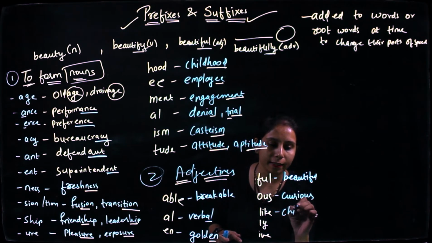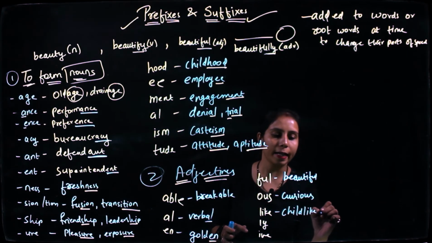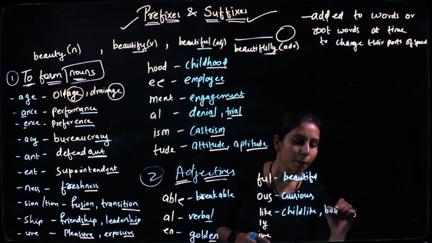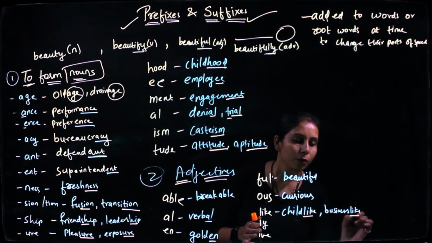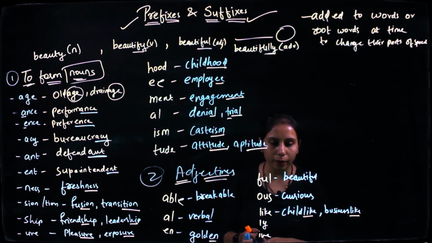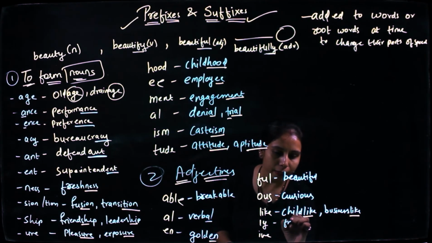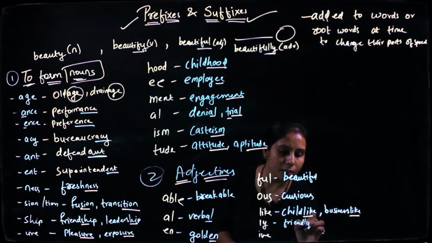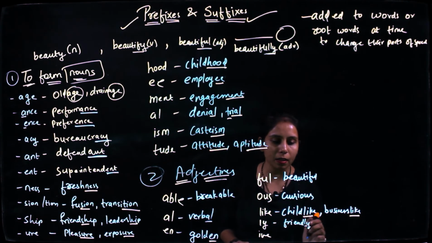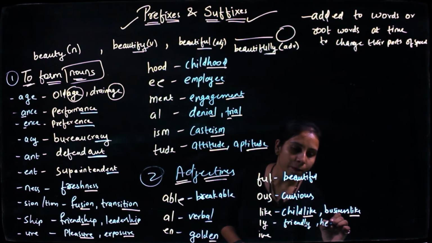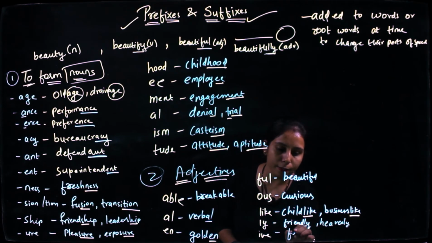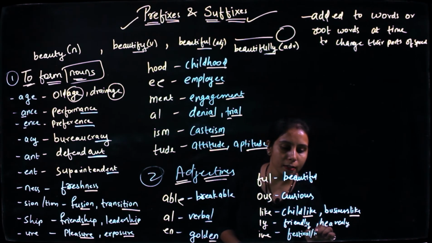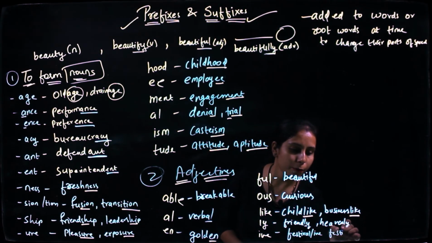Then childlike. This boy behaves childlike. This idea is businesslike. So what am I doing? I am adding a suffix to it to create an adjective. Okay. -ly, friendly. Generally people consider it an adverb always, but sometimes it comes in the adjective part as well. Heavenly. Okay. -ive, festive. We say festival and festive. Festive. I would write it over here for you.